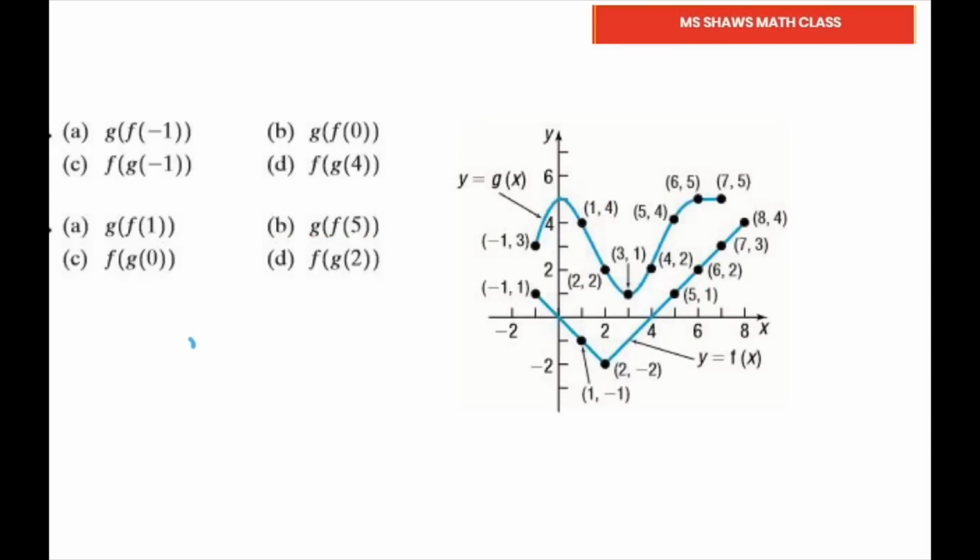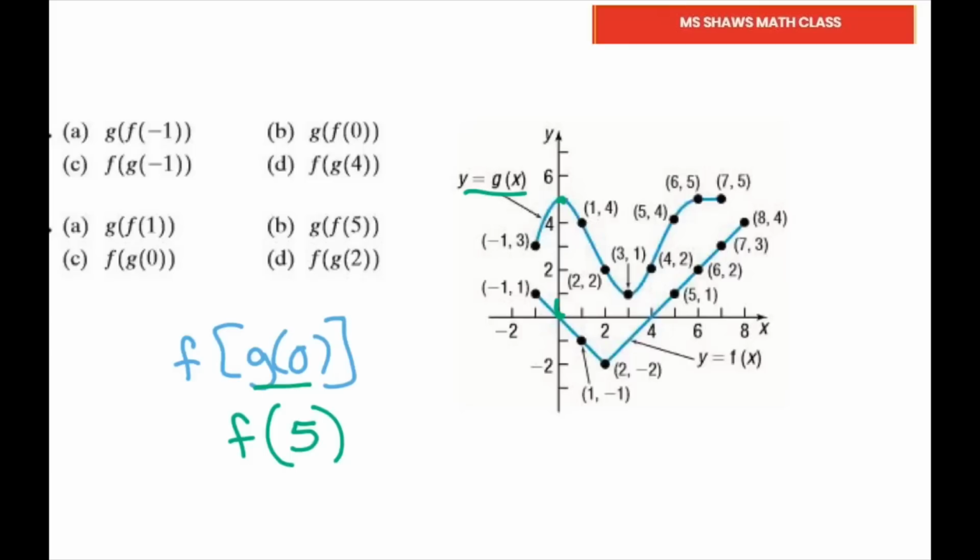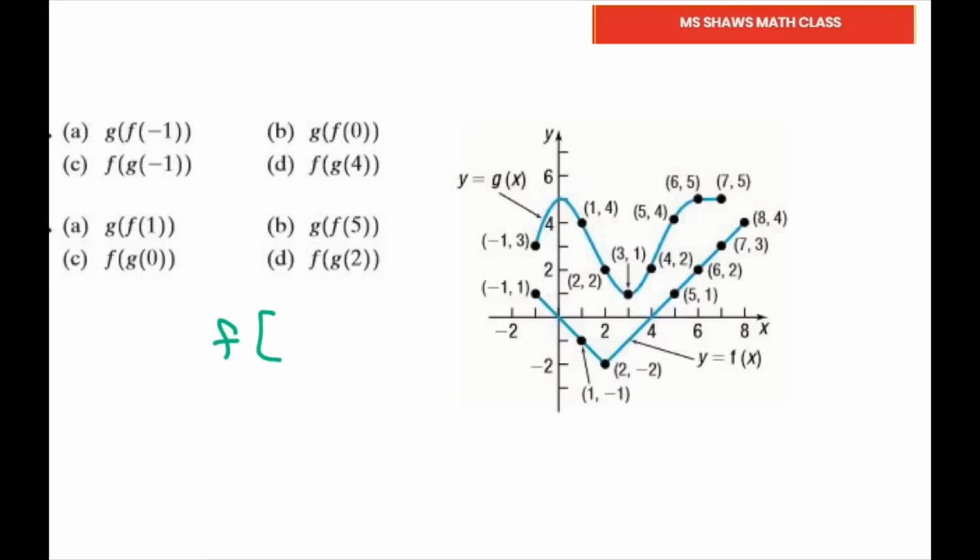And the next one, f g of 0. So our inner function's g of 0. When x is 0, our g, go up to the g graph, is 5. So for our inner function, that value is 5. And then do f of 5. So go to 5 here, and you go up here. When x is 5, y is 1. This equals 1.